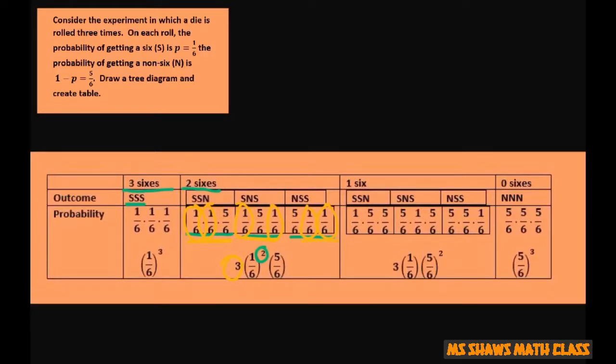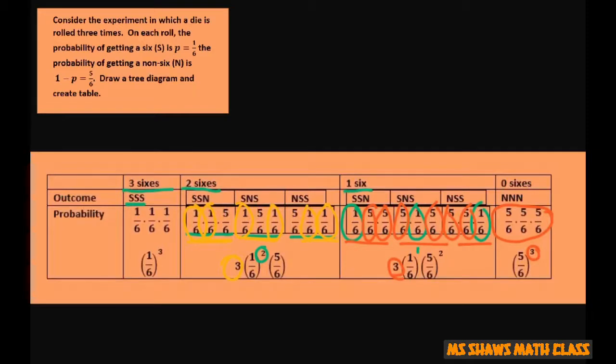Okay, if the 1/6, that means you only have 1/6 here. But the others, you have 2 5/6. 1, 2, 1, 2, 1, 2. And again, we have a 3 here. So there's 1, 2, 3 of these. And then for the 0 6s, everything would be 5/6 times 5/6 times 5/6, which would be cubed. And that is your table.